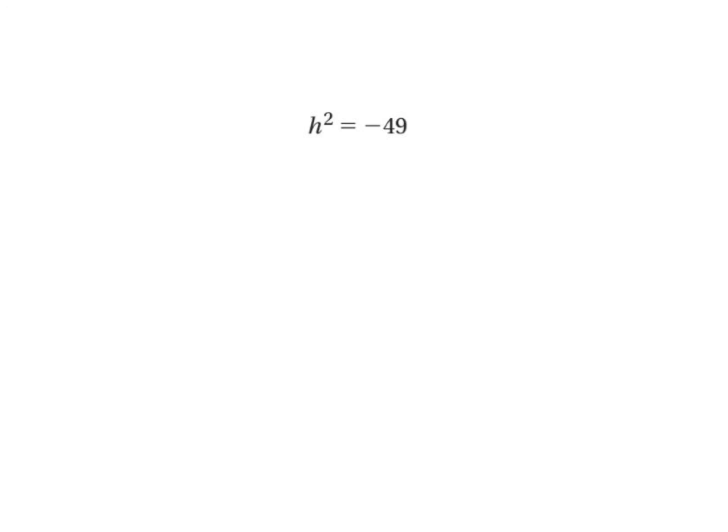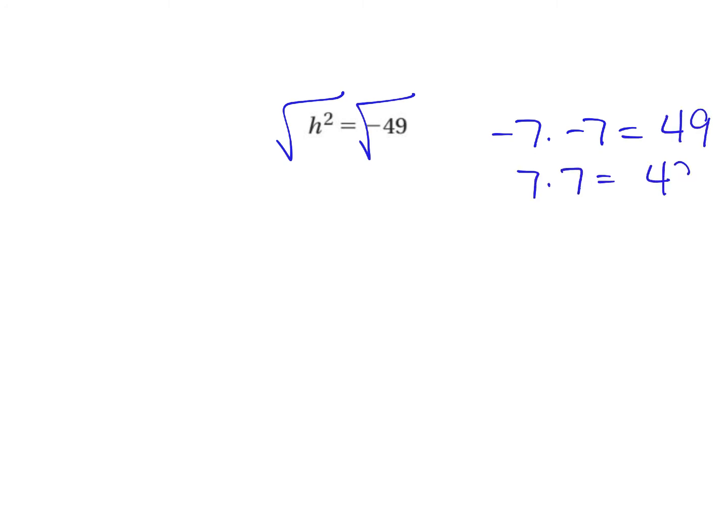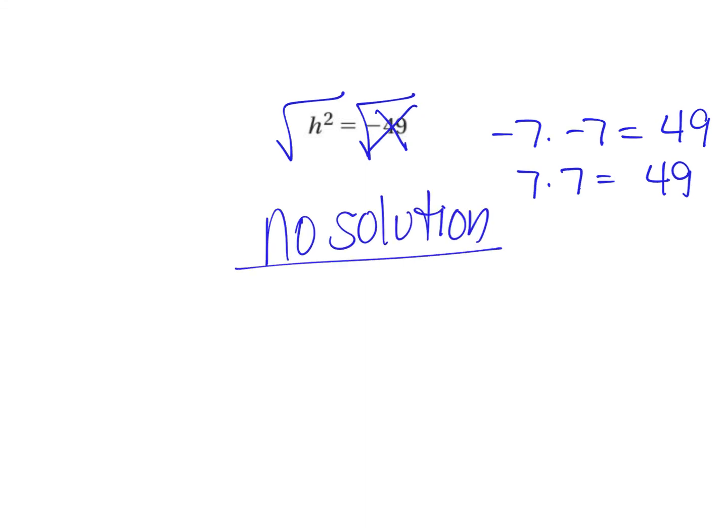So in this case, I have the square root of negative 49. Even though 49 is a perfect square, -7 times -7 is positive 49. 7 times 7 is positive 49. There's no way to get a negative 49 with the square root. So in this case, we would have no solution. So that graph would not cross the x-axis.